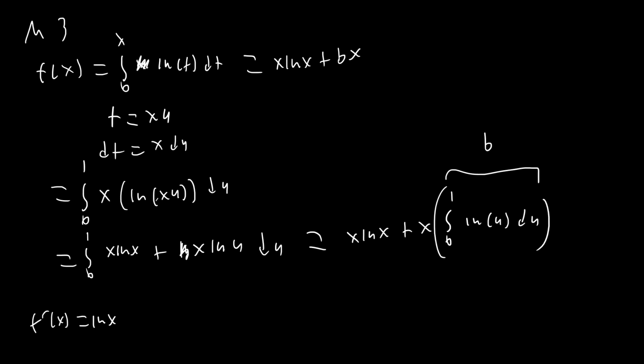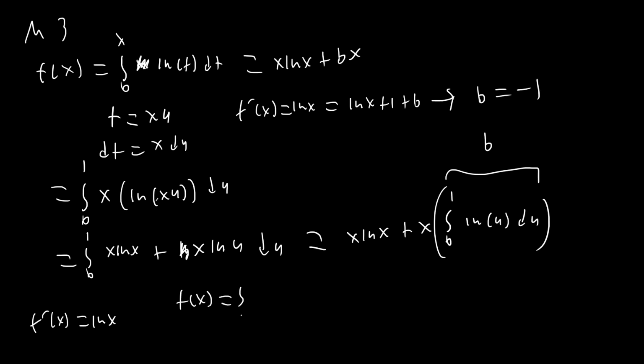So when we differentiate, we're going to get that f prime of x equals ln x equals ln x plus 1 plus b. So this means that b is equal to -1. And f of x equals the integral from 0 to x of ln t dt is just equal to x ln x minus x.